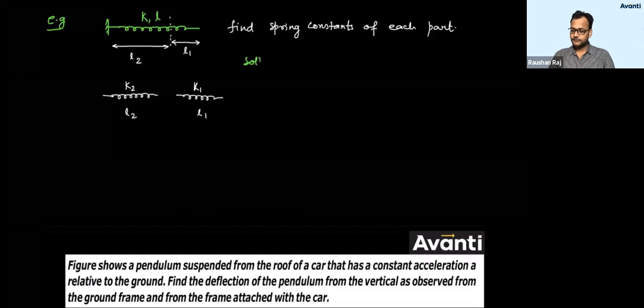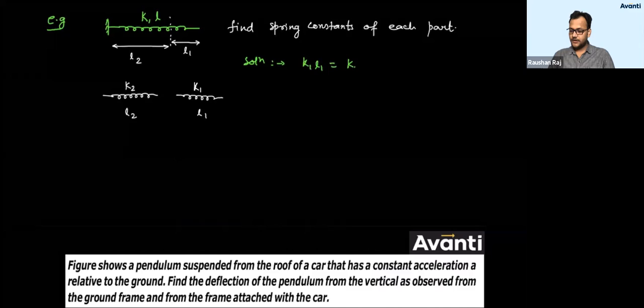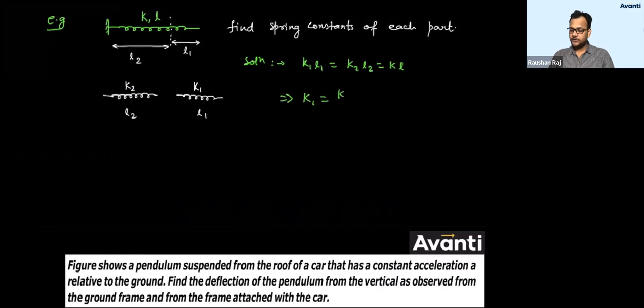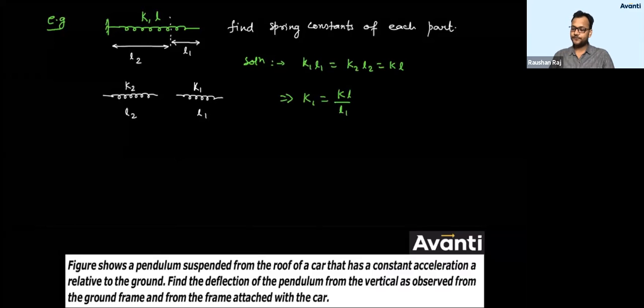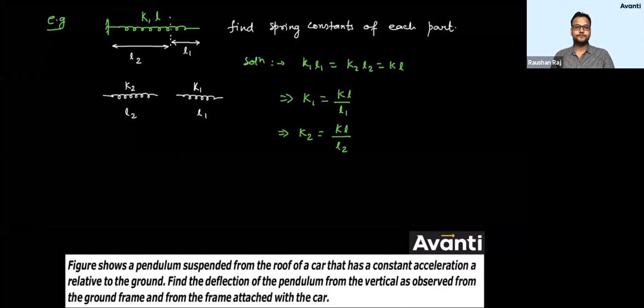Look, I would say K1 L1 will be equal to K2 L2 will be equal to K into L. Here K is the spring constant, L is the length. So K into L will be equal to K1 into L1, K2 into L2. I got this relation. So K1 will be equal to KL by L1, since I know the values of K and L. I get the value of K2 as KL divided by L2. Simple. Guys, click yes if you have understood this.